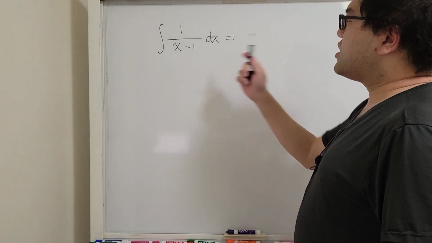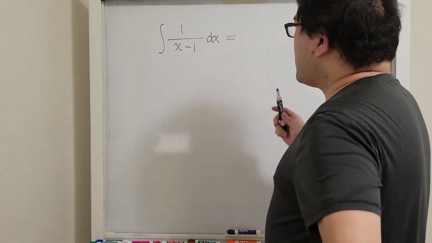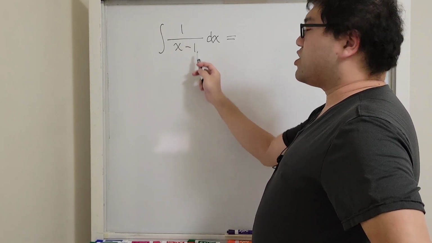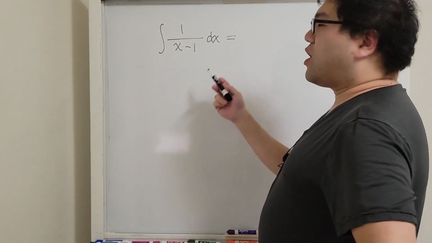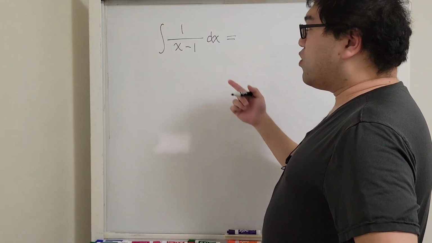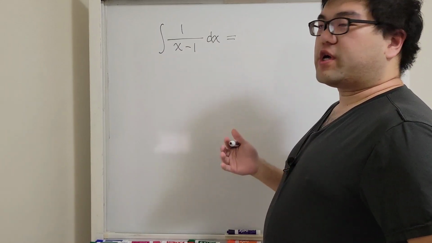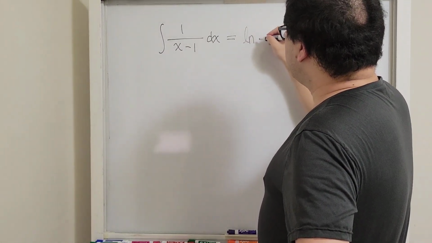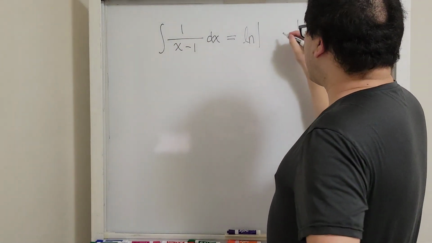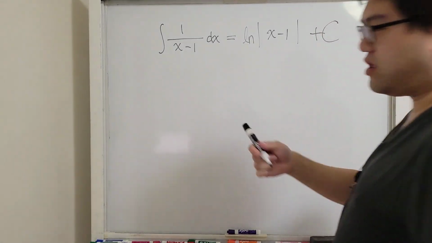So how are we going to take the integral of 1 over x minus 1 with respect to x? Well, of course, we can just try to think of it as a u-sub, where u is just the denominator. In that case, our dx will just be the same as du. Therefore, if we take the integral of 1 over u with respect to u, we're going to get ln of the absolute value of u. And what is u? In this case, it would just be our denominator, x minus 1. And don't forget, we have the plus c, and we are done.